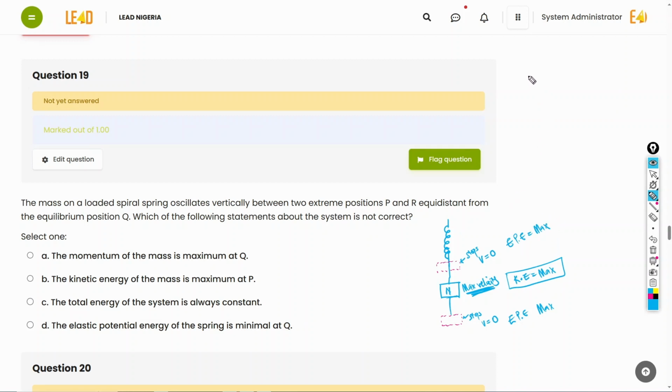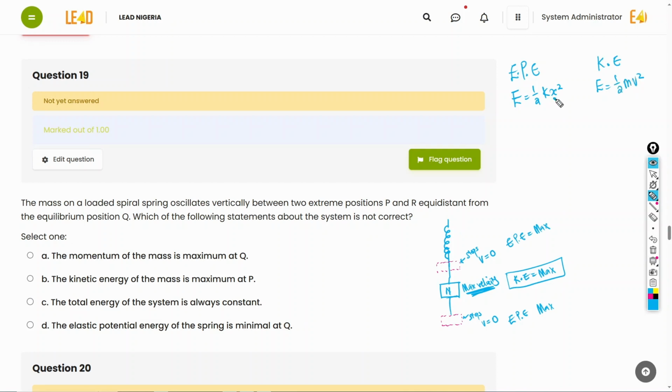So let me write both formulas here. Elastic potential energy is equal to, sorry, it is the force that is kx. So E is equal to half kx squared. And then your kinetic energy is E is equal to half mv squared.